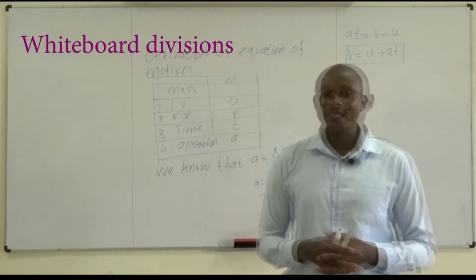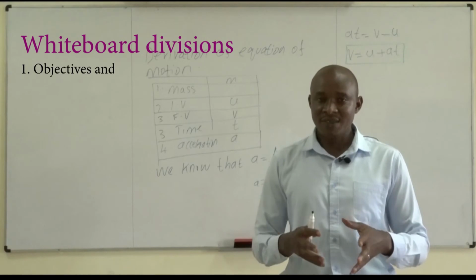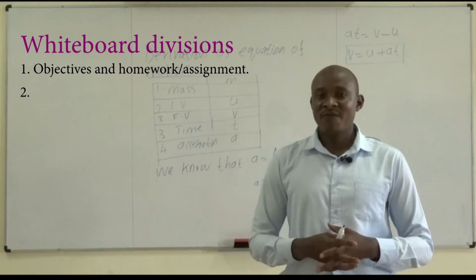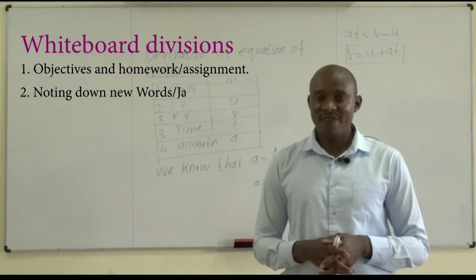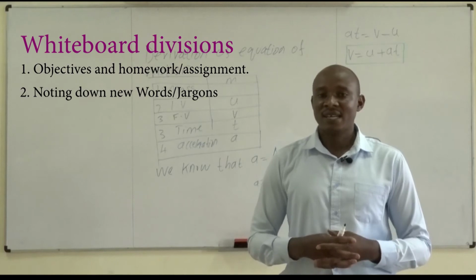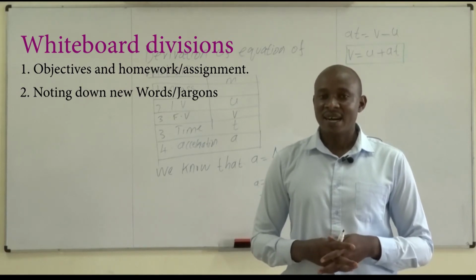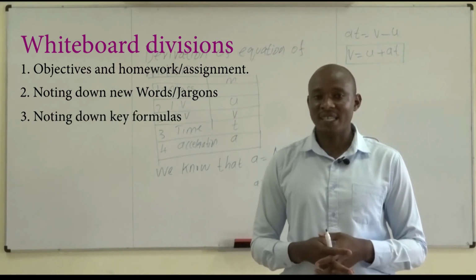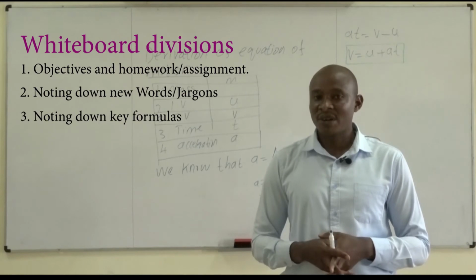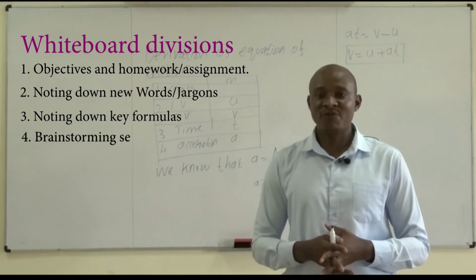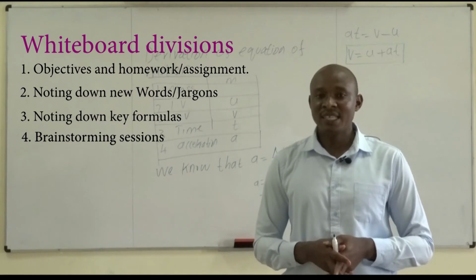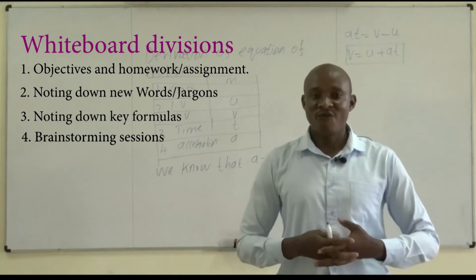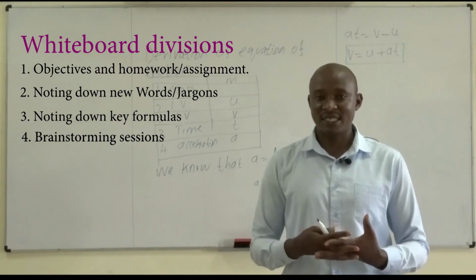Whiteboard divisions have a section for objectives and homework or assignments. Have a section identified for noting down the new words. Have an area identified for noting down key formulas. And also have a section or a space for a brainstorming session. This is the working space for students and recording discussion, findings, and student answers.